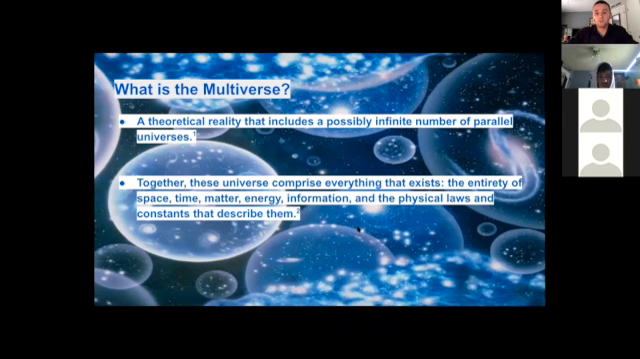To start, what is the multiverse, basically? It's basically a theoretical reality that includes possibly infinite number of parallel universes. And together, these universes comprise basically everything that exists, from the entirety of space, time, matter, energy, information, to the physical laws and constants that describe these. Did everyone get that? Take that as a yes.